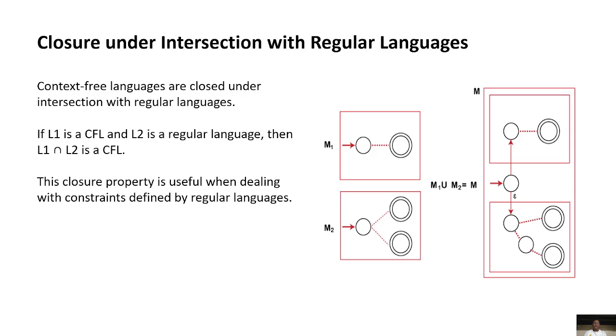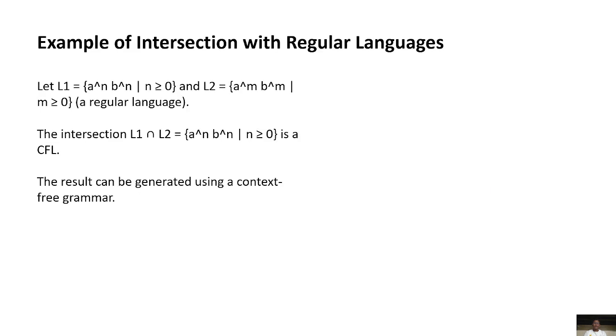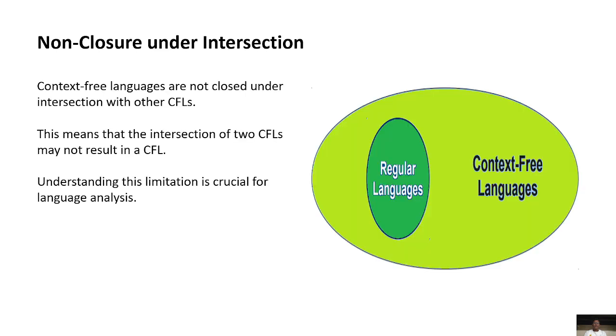Closure under intersection with regular languages. Context-free languages are closed under intersection with regular languages. If L1 is a CFL and L2 is a regular language, then L1 ∩ L2 is a CFL. This closure property is useful when dealing with constraints defined by regular languages. Example of intersection with a regular language: the intersection of L1 and L2 result can be generated using a context-free language.